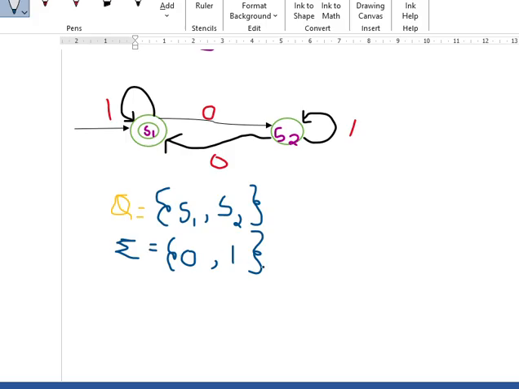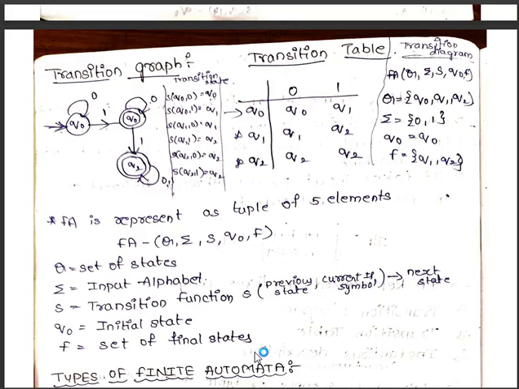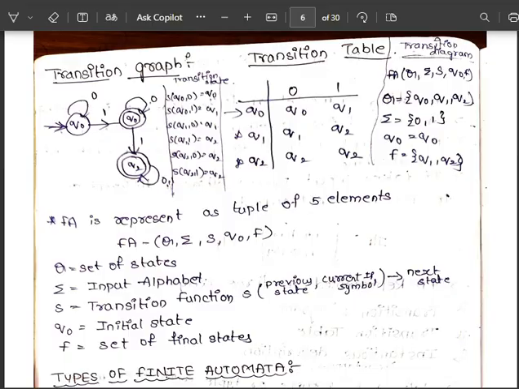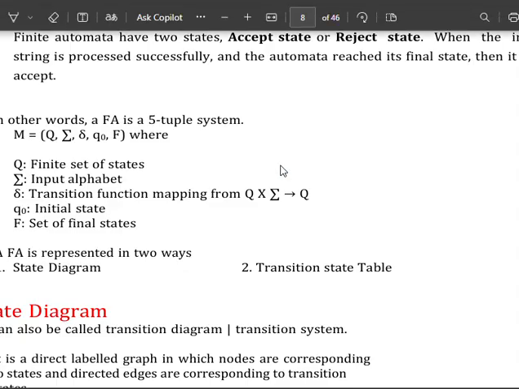The next one is delta. What is delta? If you look here, it is the transition function, and this is the formula for the transition function. If you see this, it will be more clear for you.